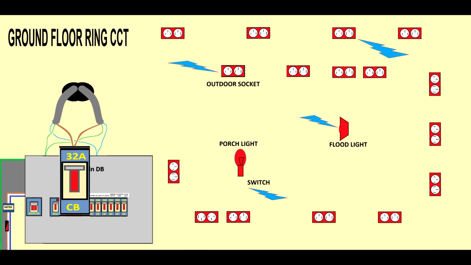Anyway, I pulled out the distribution board lid and I looked inside. I saw, like you see in this picture, two earths, two neutrals and two lives that went straight into this 32 amp circuit breaker, which clearly showed me that it was a ring circuit. I turned off the circuit breaker.